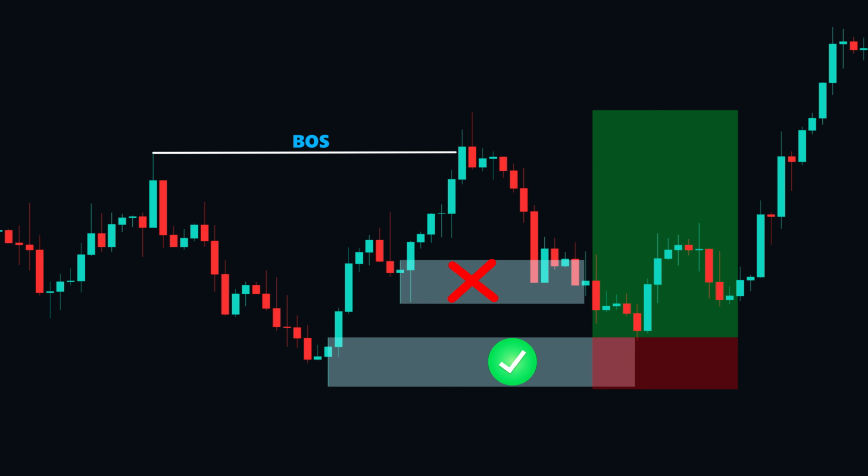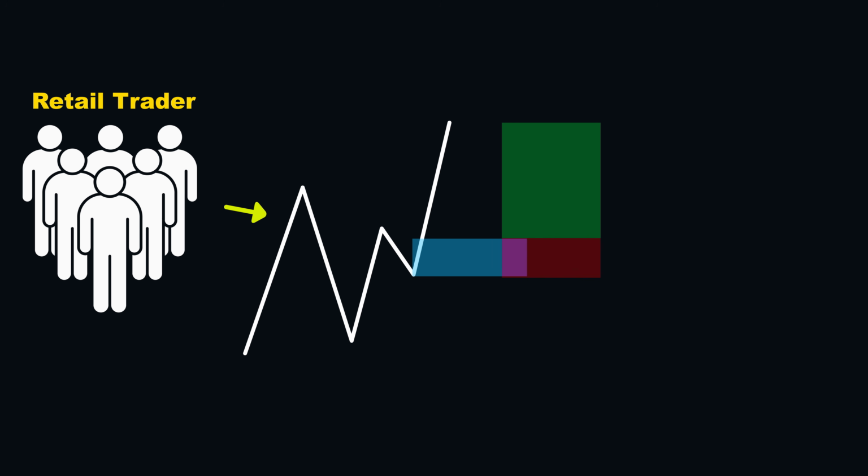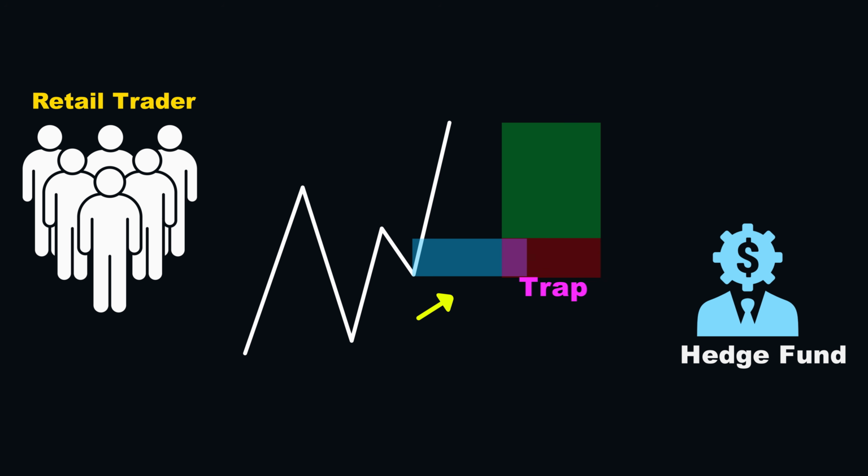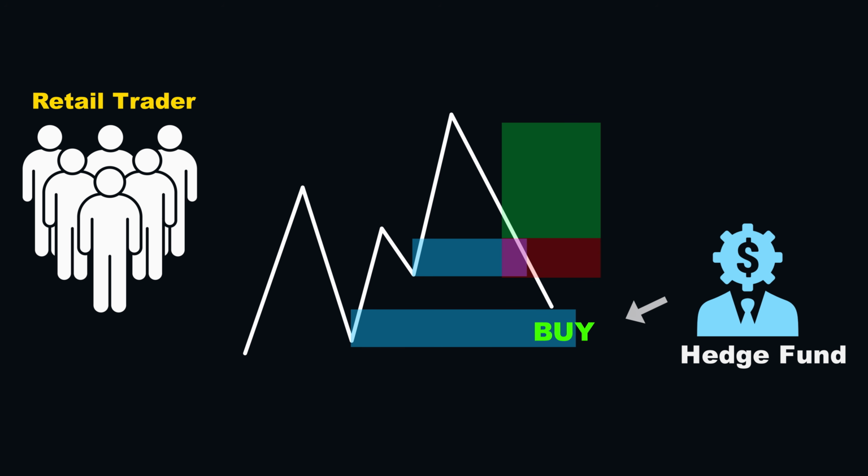Today, I'm going to show you exactly how to fix that with something called the theory of inducement. Think of inducement as bait. It's a zone that looks like the perfect entry, but it's actually a trap. Institutions use it to pull traders in early, then push price to where they really want to fill orders.